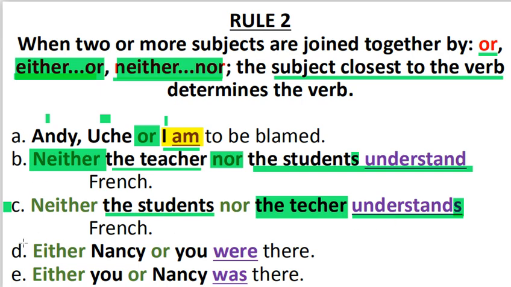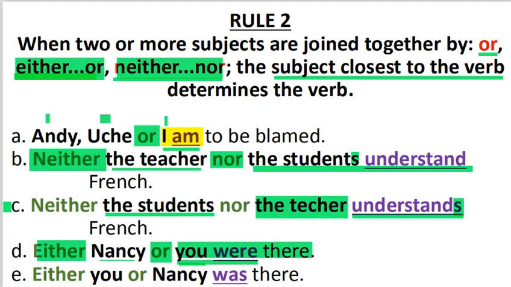Let's go to example D. Either Nancy or you were there. Look at our subjects. Nancy, you, joined together with either or. In this case, the verb has to agree with the one that is closer. And which one is closer to the verb? You is closer to the verb. That is why we have the verb were. Normally if you want to make a sentence with you in the past tense, the verb is going to be were. If it was only you, it's going to be you were there. So either Nancy or you were there. The verb agrees with you because you is closer to the verb.